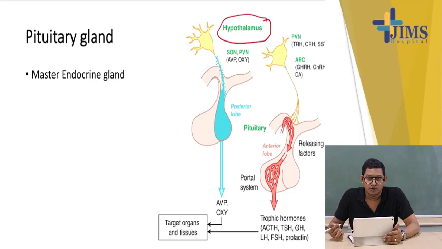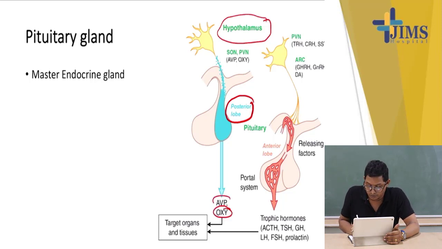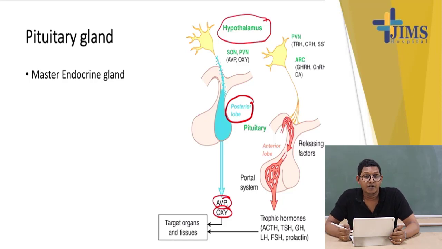Now there are two lobes. This pituitary has two lobes. One is the anterior lobe and the other one is the posterior lobe. The posterior lobe of the pituitary releases oxytocin and vasopressin, whereas vasopressin is antidiuretic hormone. The anterior lobe secretes ACTH, that is adrenocorticotropic hormone, TSH, thyroid stimulating hormone, growth hormone, luteinizing hormone, follicle stimulating hormone and prolactin.